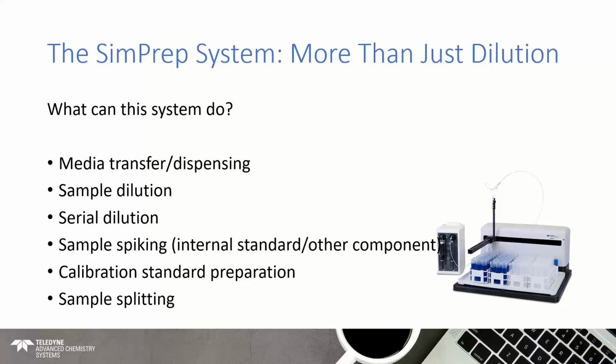We can do sample dilutions, and those sample dilutions can be simple individual dilutions or serial dilutions. And then that can also be applied to the preparation of calibration standards in this case. So we can do our calibration standard prep on this system and the preparation of our samples as well for dilutions. We can do spiking. So we can spike in our internal standard aliquots or any other aliquots that we need, like I said, something like gold in the case of mercury analysis. Then we can also split our sample if there's other requirements for that.